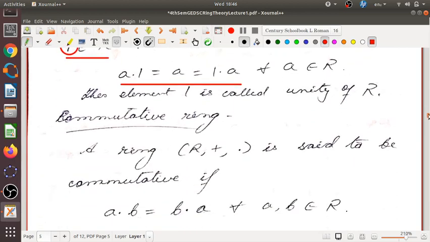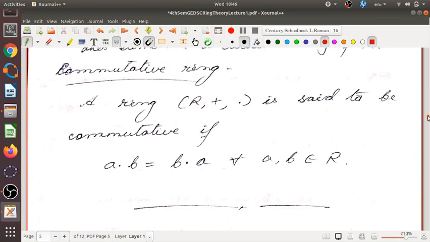So every ring may not have such an element. There are some rings which have this unity element. Those rings are called rings with unity. Okay. And what is a commutative ring?